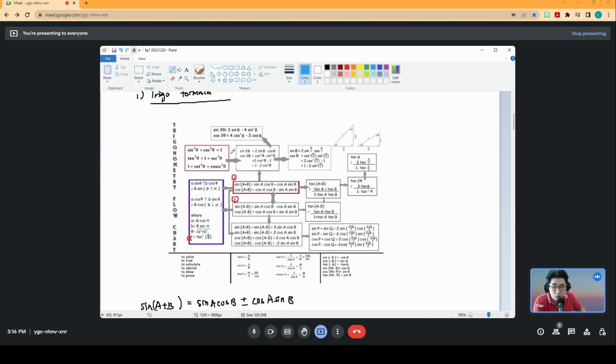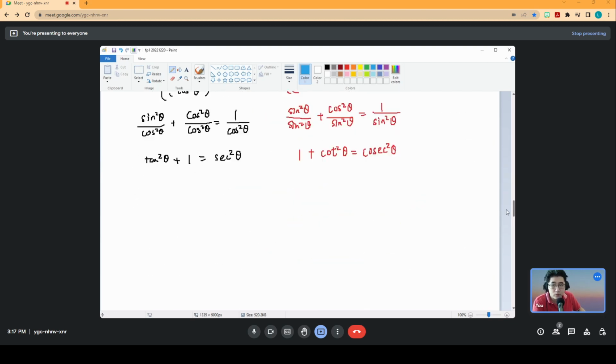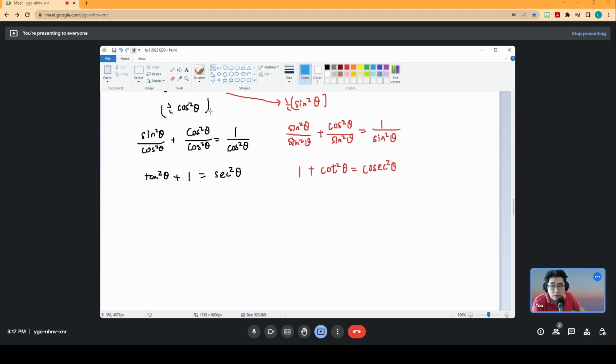So this section here, you can see that this one is done, this one is done, this one is done, this one is done. Now we need to look at the double angle, half angle, and the triple angle formula. Let's see what's going to happen next. So we have the double angle, half angle, and triple angle.